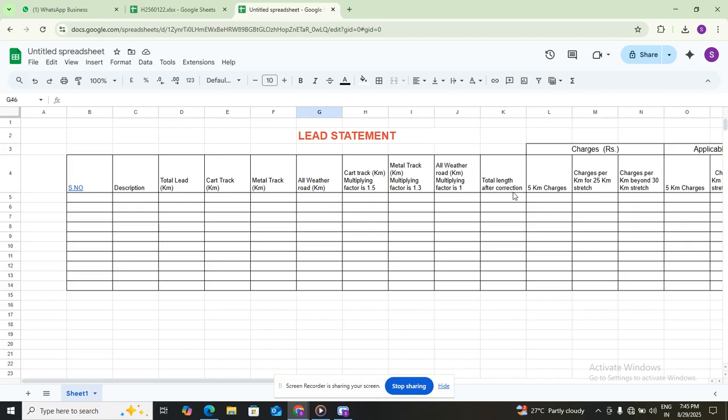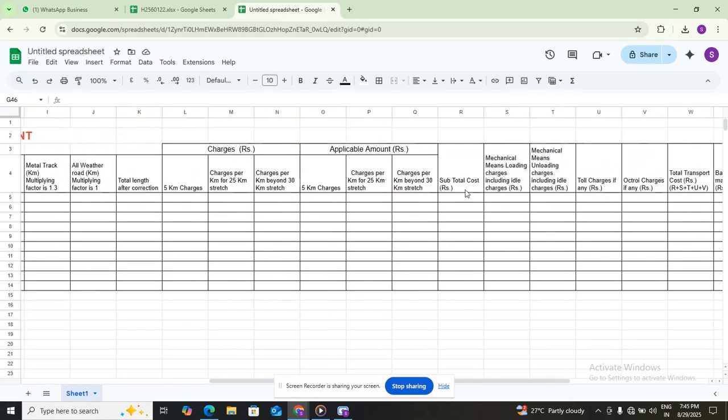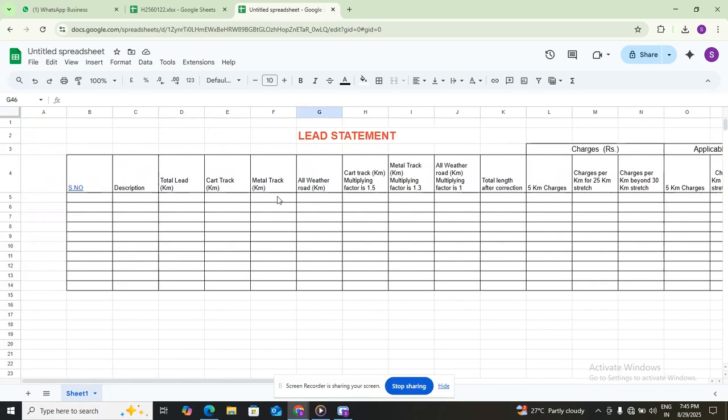Total length after correction we will discuss later. These are the various things we need to discuss one by one. First, we need to calculate the description. We need to calculate sandy course first. Sand has been sourced. We need to consider it first.